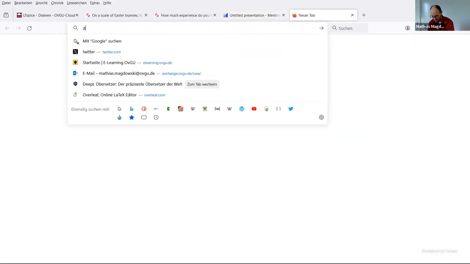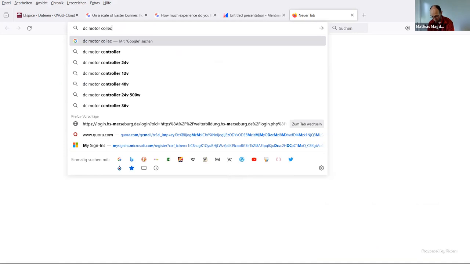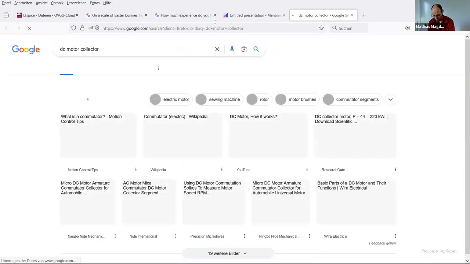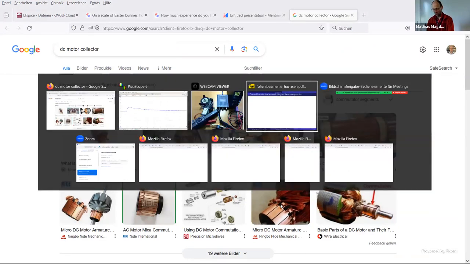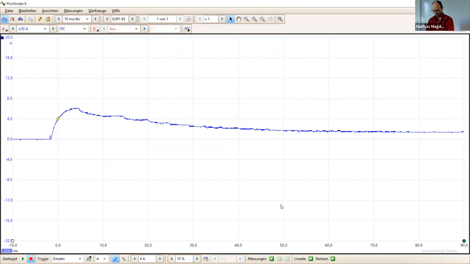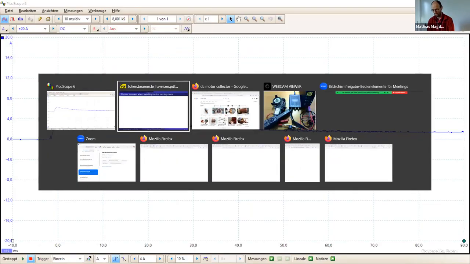I should maybe add a picture for this DC motor collector. Yeah, you can see it's because of this part here. So when the current commutates from one coil to the next coil to the next coil, it will change. Yeah, so it's called commutator. Have you seen this before? Okay. Yeah, so this is the typical way how these motors look on the inside. Okay. So maybe take a short screenshot of this and go back to my slides.